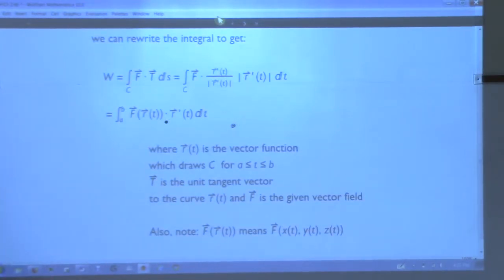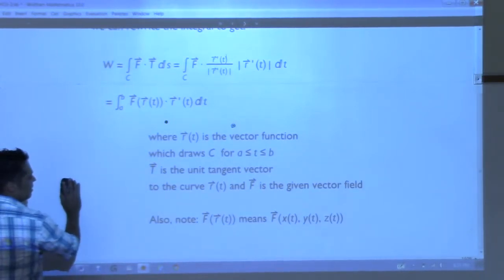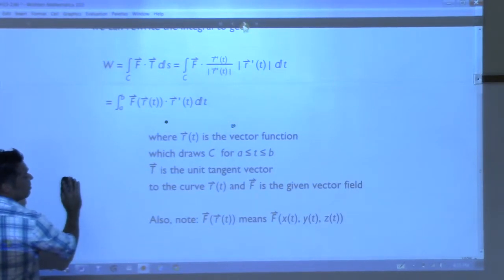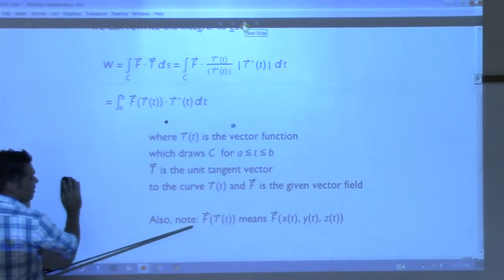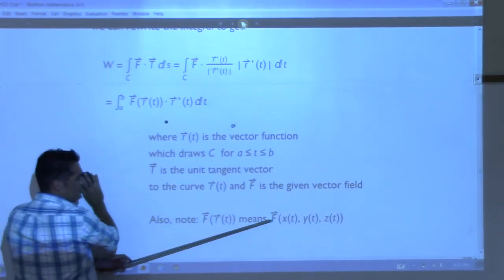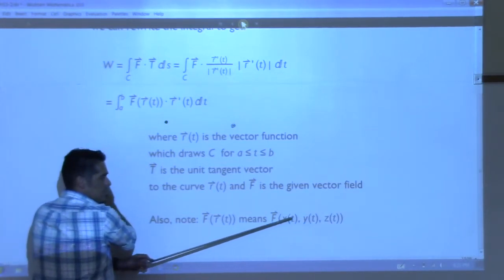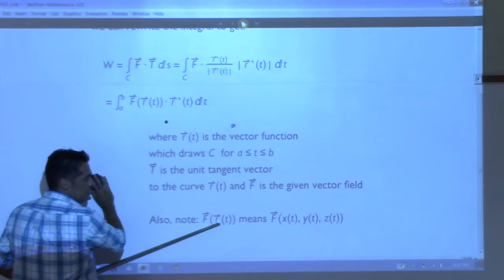So if you're one of those people who's just like, give me the damn formula, there it is, okay? That's it. All right, so a little last note here that's important. What do we mean when we say evaluating the field along the curve? It means we take our field function and in it we plug in our parametric equations. All right, so that's what this notation means.